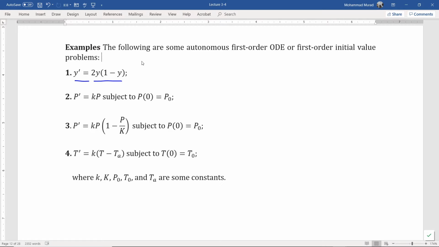Similarly, in example 2, p prime equals k times p. Here k is some constant and p is some dependent variable, with an independent variable, possibly t, with some initial condition. So this is another example of a first-order autonomous ordinary differential equation. Similarly, in examples 3 and 4, we see the right-hand sides of these equations depend on the dependent variable, not explicitly on the independent variable.